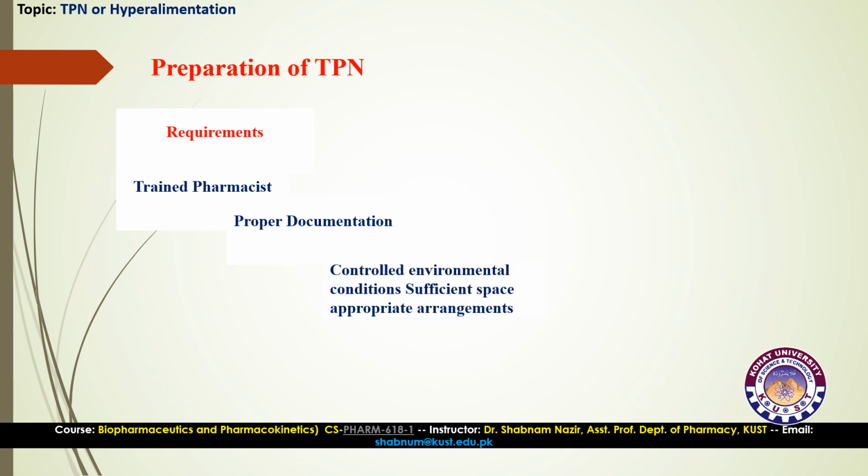Then there must be controlled environmental conditions, and sufficient space and appropriate arrangements must be there in order to keep the materials. Even in the laminar flow hoods, there must be proper space, and the materials which have to be added into the TPN should be kept in a proper order so that they do not disrupt the airflow and they can be mixed easily without any mistake in mixing them.